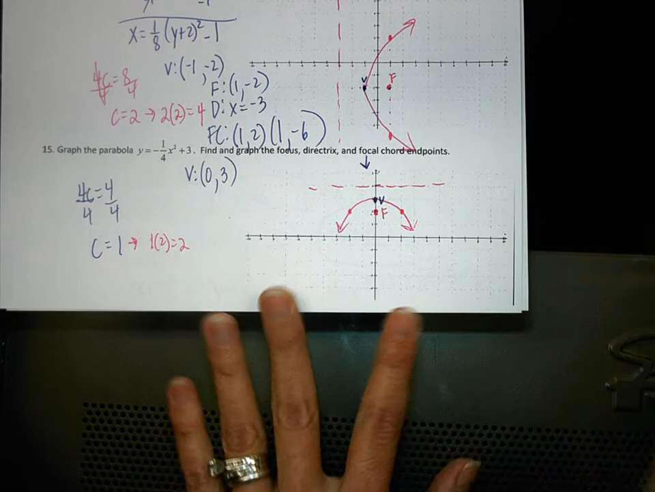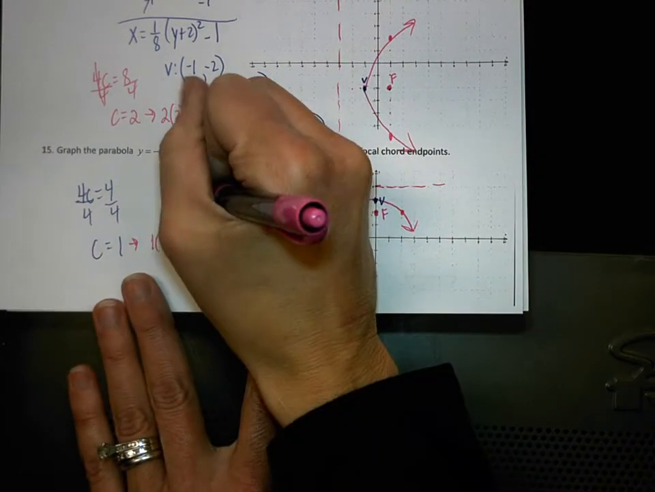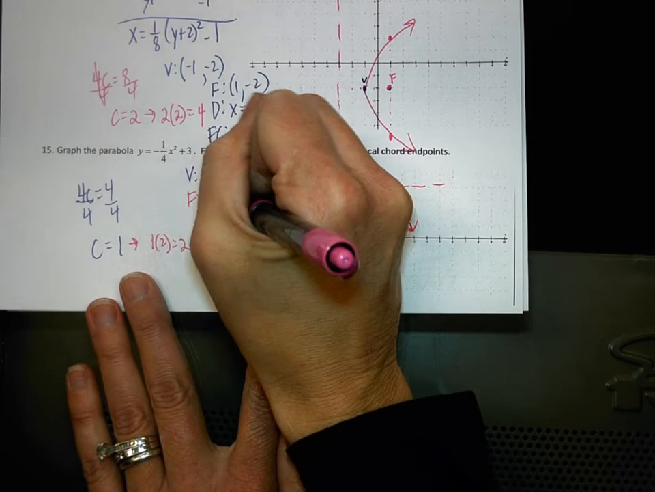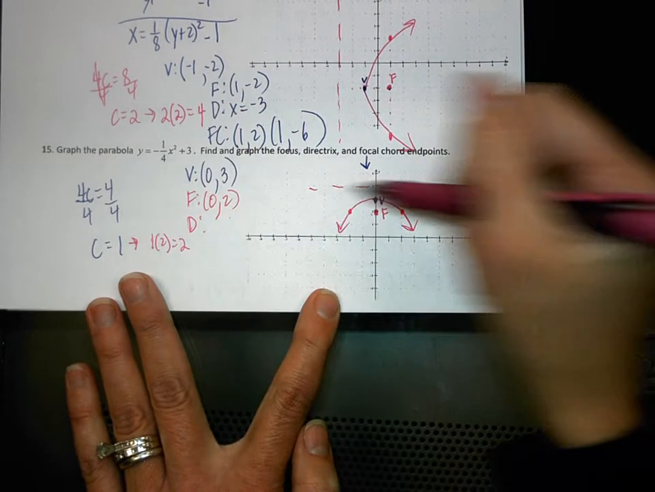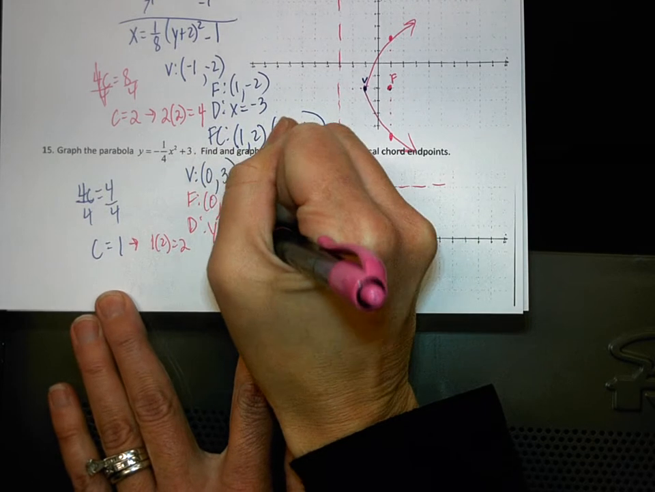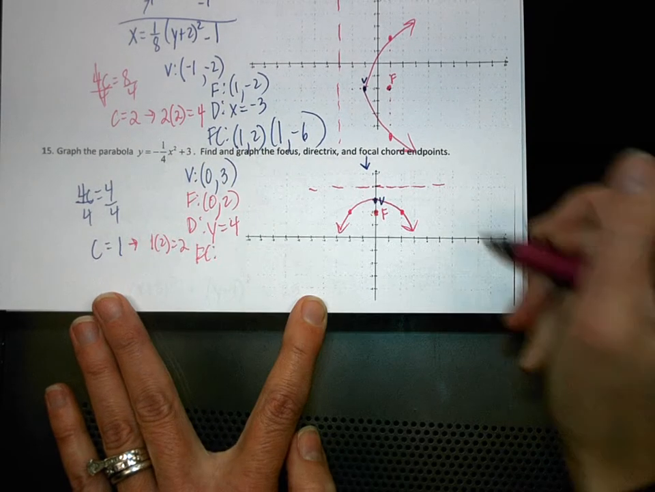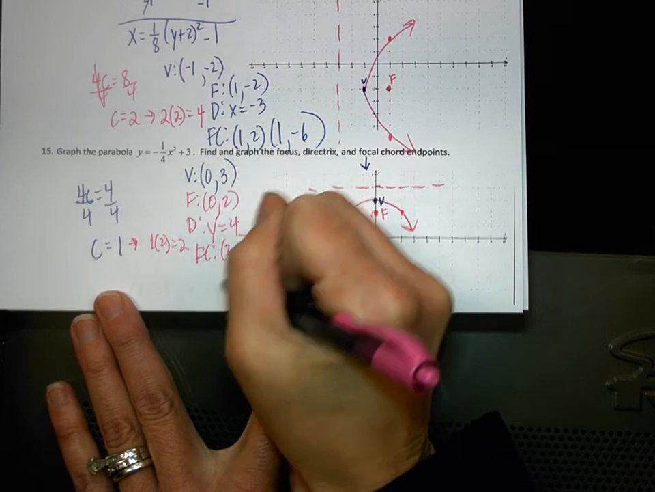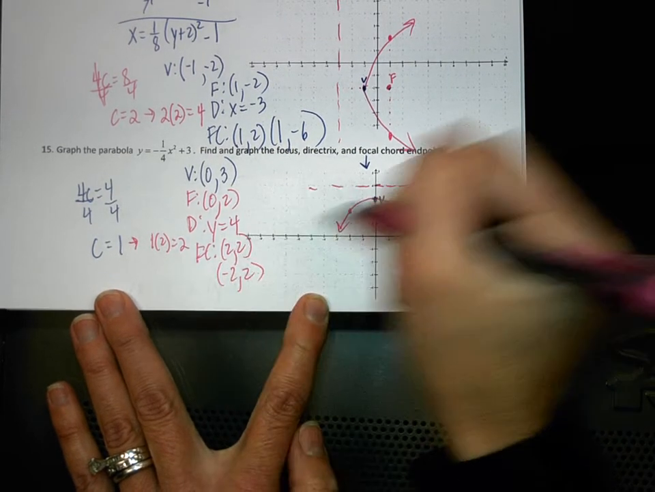So after I have that, we know that our focus is at 0, 2. My directrix is up here at y equals 4. My focal chord endpoints are at 2, 2, and at -2, 2.